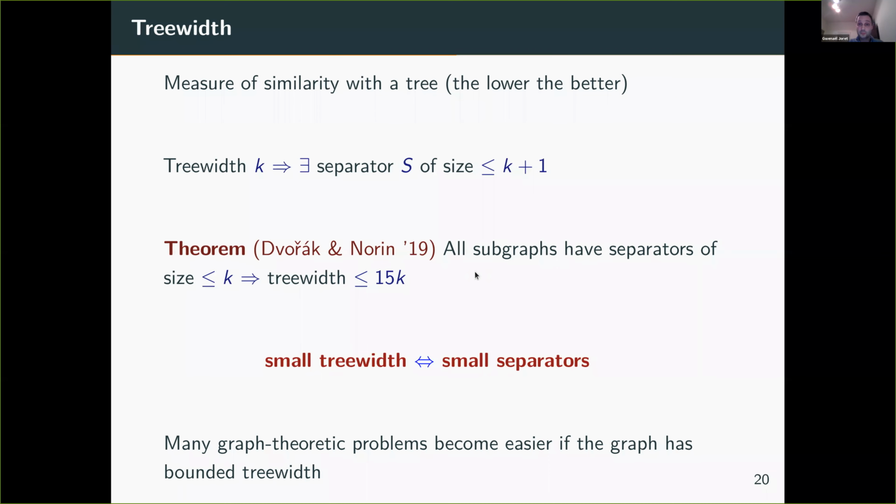So Dvorak and Morin proved that if you have a graph that has a separator of size at most k, and all your subgraphs also have separators of size at most k, then your graph has tree width at most 15k. So up to a constant factor, if you don't really care about the details of the definition of tree width, then having tree width at most k is essentially the same thing as having small separators. And that's the idea we are going to use in this talk. So whenever I say small tree width, you can think of having small separators. I'm going to use that as a synonym.